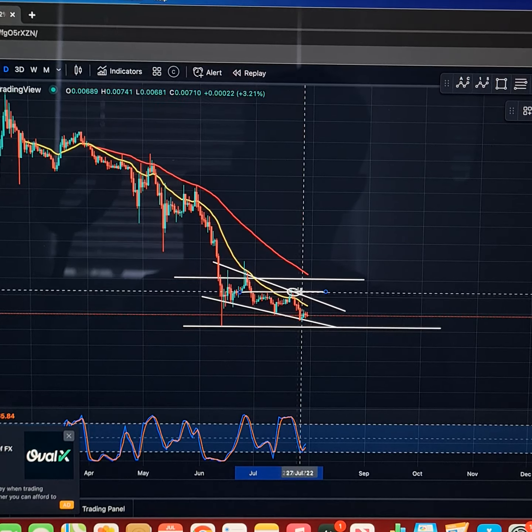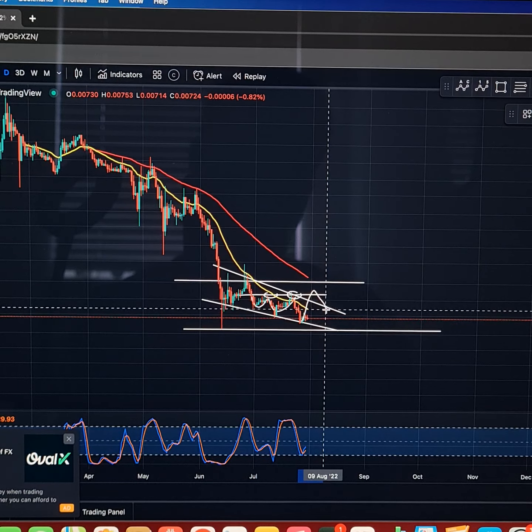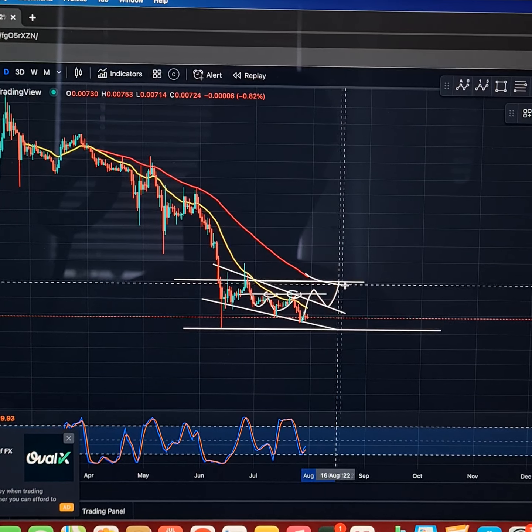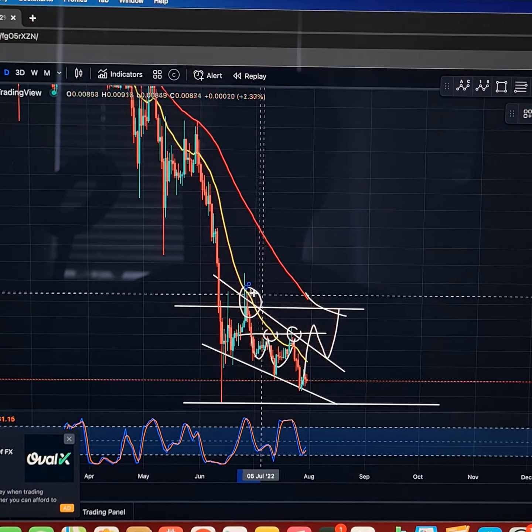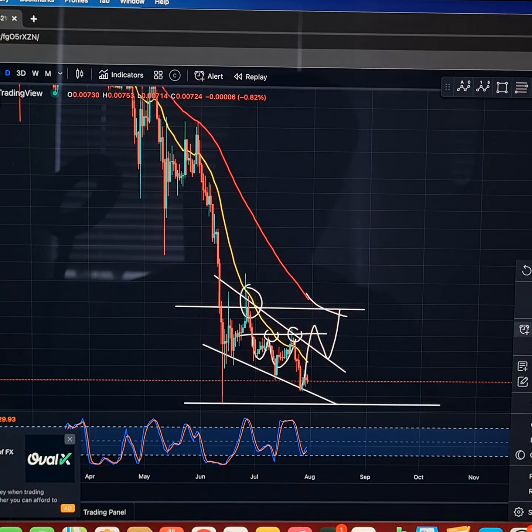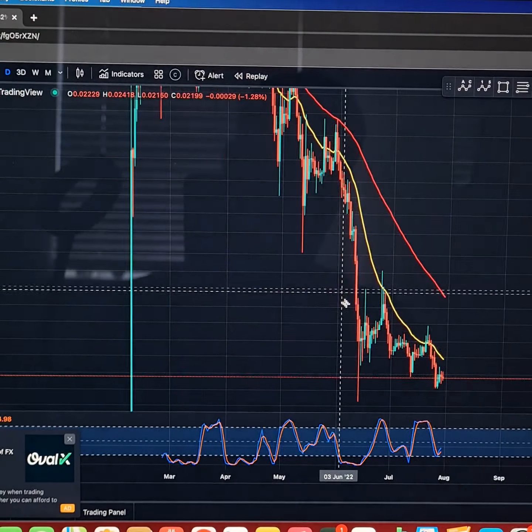And after that, if you do come up and start to tackle above and fall back to support, your next level of resistance is 0.55 and this local high here that we made back on the 28th of June. So yeah, it's all a game of support and resistance, guys.